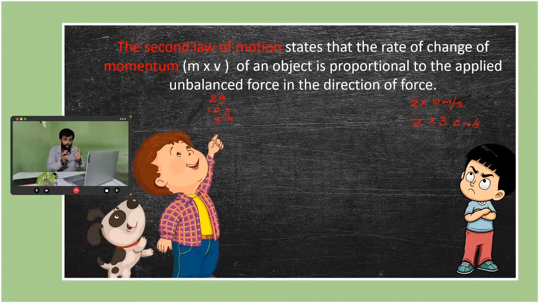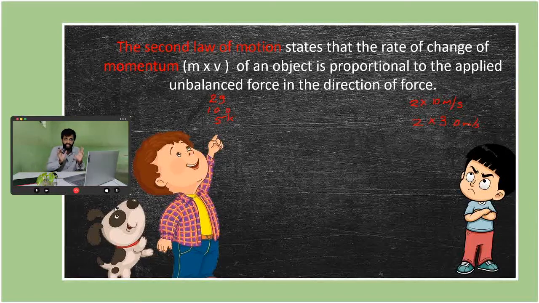So the law states that the rate of change of momentum of an object is proportional. Proportional means something is increased, the other side also should increase. It is directly proportional to the applied unbalanced force, in the direction of the force. In the first case the ball was dropped, right? Second case it was thrown. So these are the forces that are applied on that object. So the momentum depends on the force that is applied. The more the force, the more will be the velocity of the object.